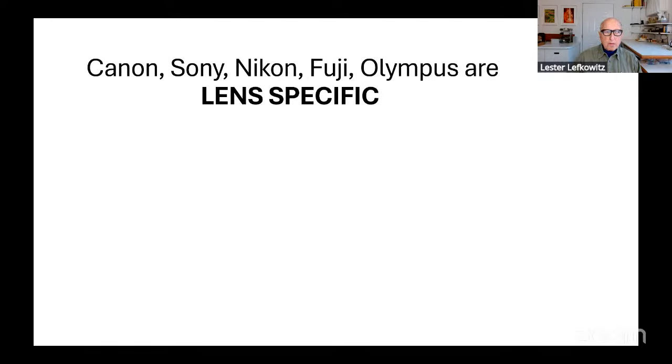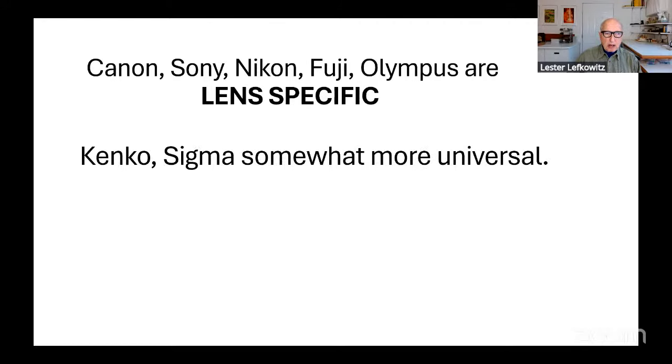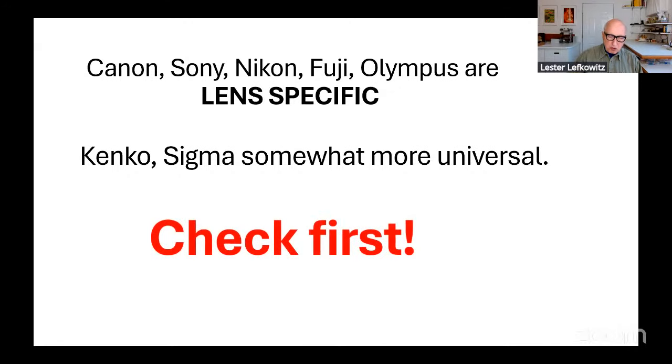Teleconverters are made by all the camera manufacturers for their specific lenses, not any lens, specific lenses. Kenko and Sigma do make ones that are more universal, but they do not fit all lenses. So you've got to check first to make sure that the teleconverter is compatible with your particular lens.